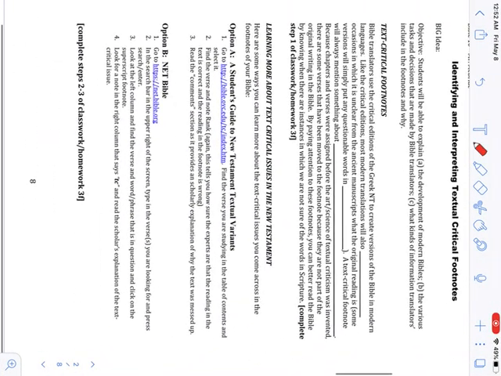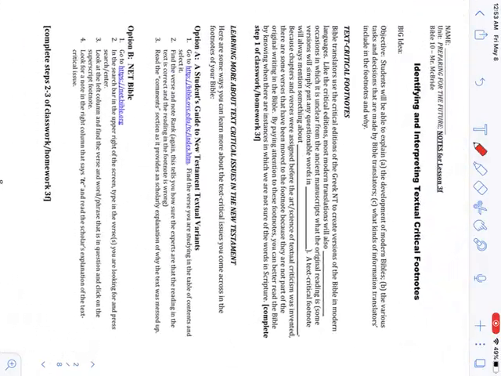So, again, if you want to do that fun exercise to pretend you're a text critical scholar, that would be great, but you don't have to. But I do want you to be able to identify text critical footnotes and use a great website to help interpret them.